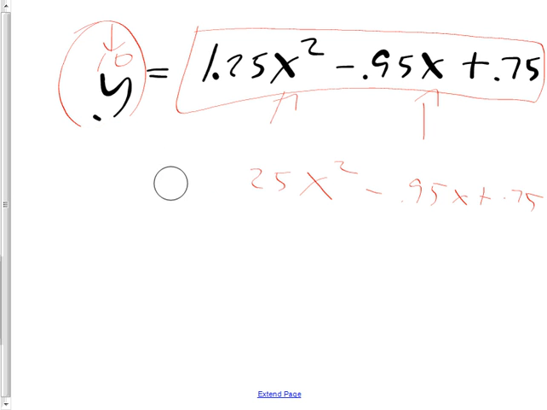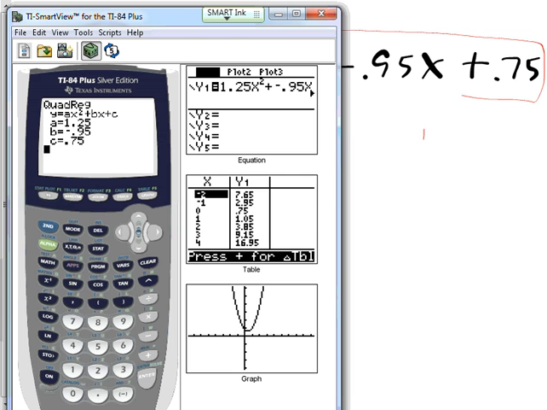Like, let's say we wanted to say x was a certain thing. Okay, let's get this up on the calculator and show you what I'm talking about. Now that I've got this done, and it's already under y, it's right there, how do I tell it that x is like 12?